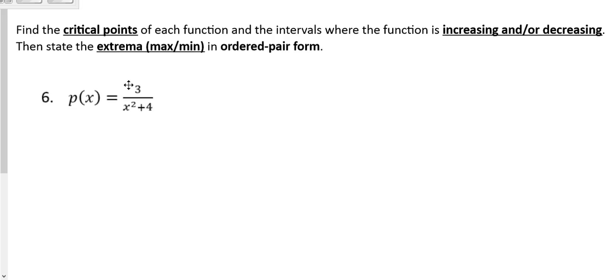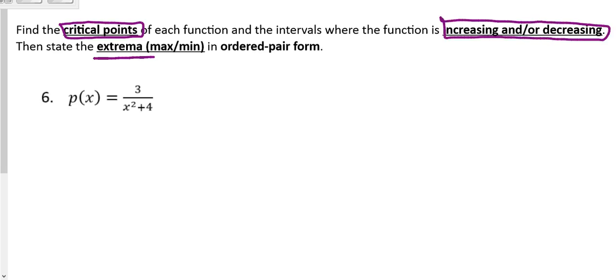To solve this problem, we need to find the critical points, where the function is increasing and/or decreasing, and the extrema, and say if each is a maximum or a minimum, and don't forget to put it in ordered pair form. To find all of these things, we use our first derivative. So let's take the derivative.